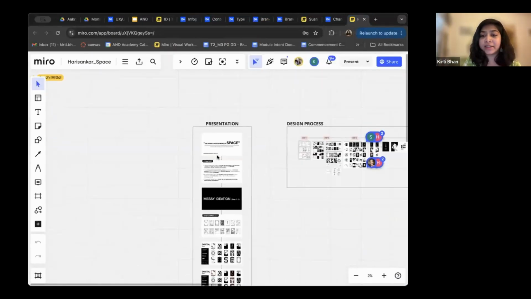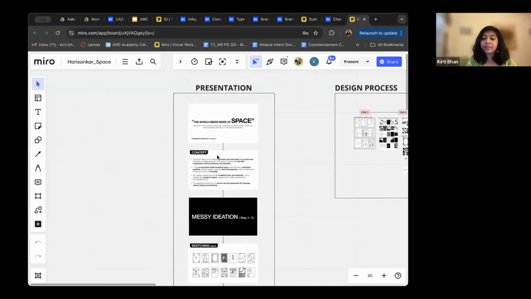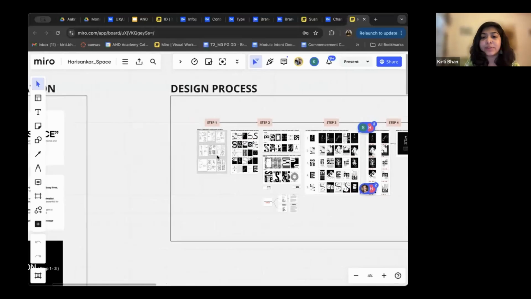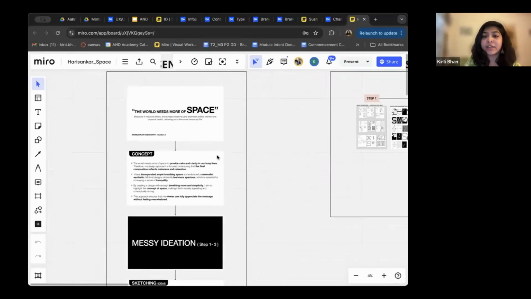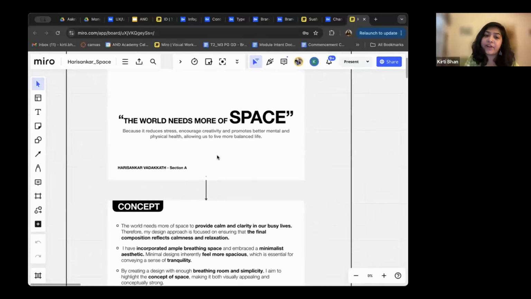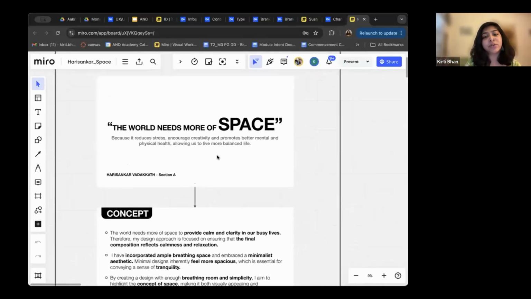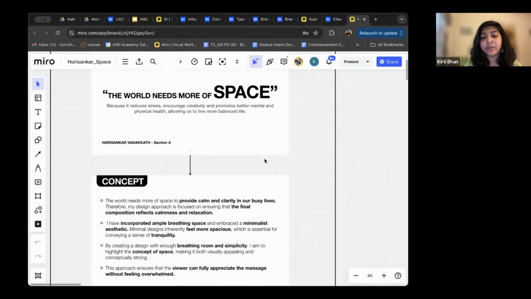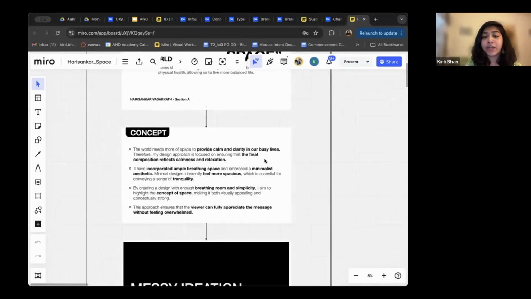So we will also see the length and width of how a learner is going with the project. Starting with the presentation, the design process goes like this: you select a word for yourself, and then you also select a phrase, like a line of what you want to say. This one chose "the world needs more of space," and space is the word the learner has chosen.